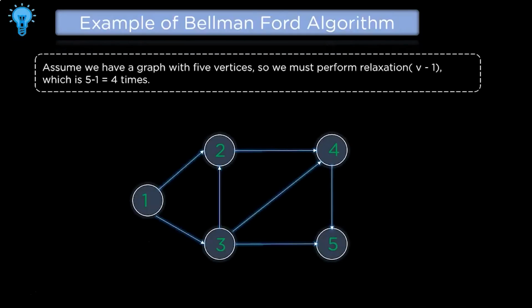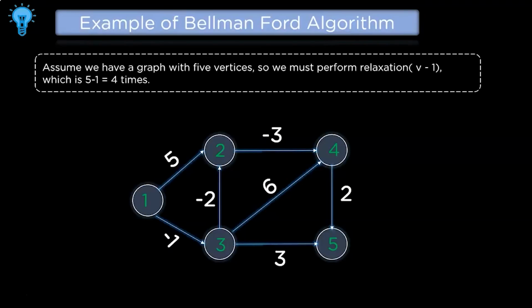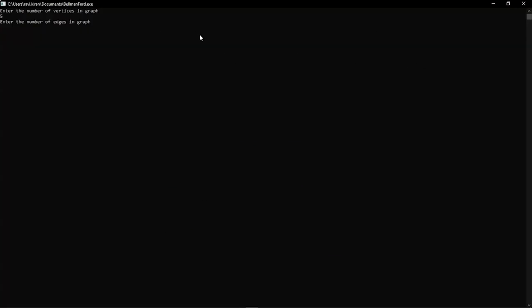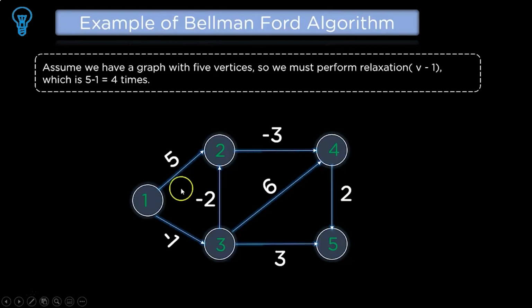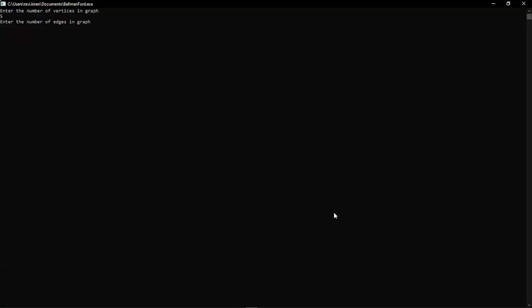Now we will consider the same example that we have seen in the PPT, which is this particular example with 5 vertices and 7 edges and all the weights which are present in this particular image. Now let's get back to the output window and try to provide the inputs. So enter the number of vertices in graph. So we have 5 vertices in this particular graph. And enter the number of edges in the graph. So let's count the edges. 1, 2, 3, 4, 5, 6 and 7. So we have 7 edges in the graph.